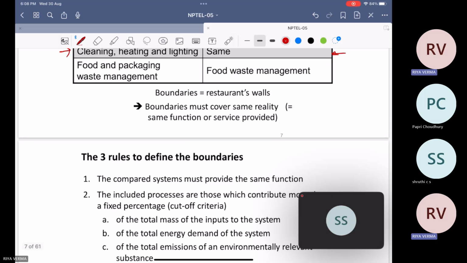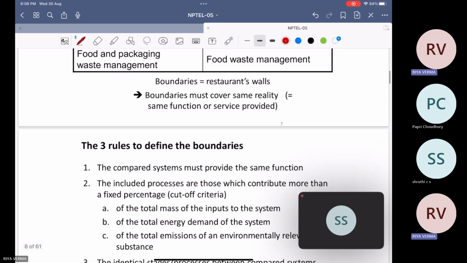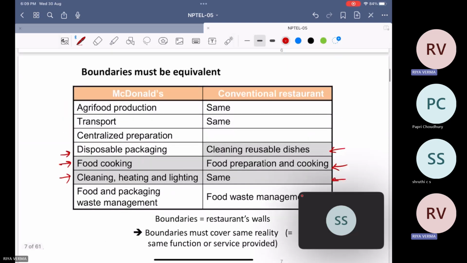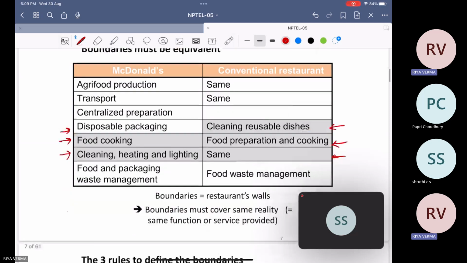So, how do we define the system boundaries? To define the system boundaries, we have three rules that we need to follow. First, the compared systems must provide the same function. For example, here both systems have the same function, that is, to provide food.